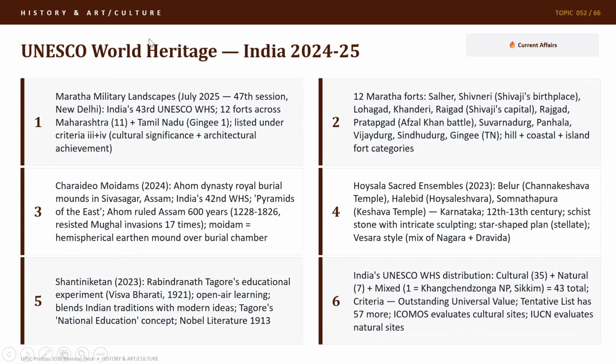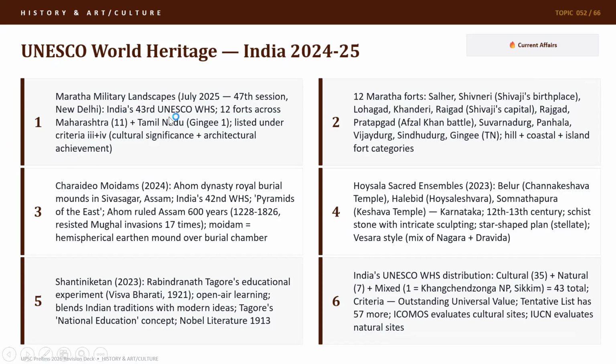Let's move on. So we have UNESCO World Heritage Sites in India from 2024 and 2025. Maratha military landscapes were included in July 2025 at the 47th session in New Delhi. The Maratha military landscape became India's 43rd UNESCO World Heritage Site. It is not just a single site. It is a combination of 12 forts across Maharashtra and Tamil Nadu, which were included together as the 43rd UNESCO World Heritage Site of India.